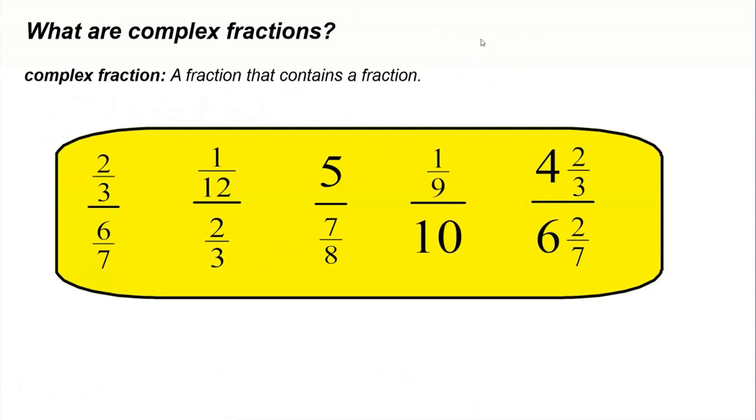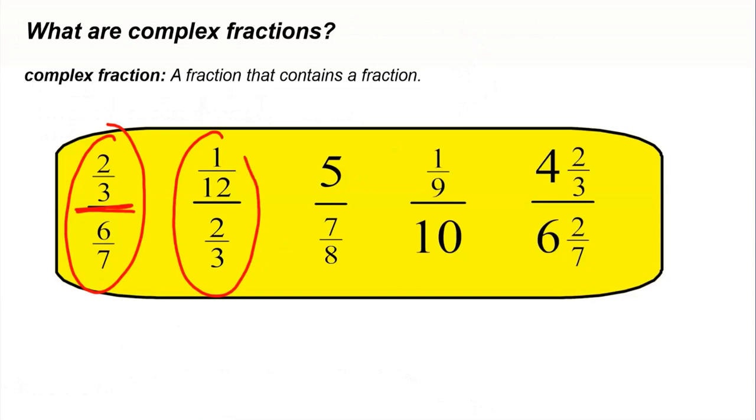A complex fraction is a fraction that contains a fraction. So whenever you have a fraction or a mixed number within a fraction, that is called a complex fraction. And here we can see some examples of complex fractions. This first one here, we have a fraction in the numerator and a fraction in the denominator. You can kind of see what separates the numerator and denominator there. We have 2/3 in the numerator and 6/7 in the denominator. Next one, again, we have fractions in the numerator and the denominator, 1/12 over 2/3.